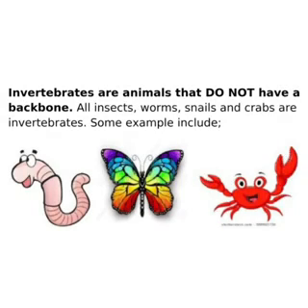Now, on the other hand, what are invertebrates? Invertebrates are animals that do not have a backbone. That means they do not have skeletons in their bodies. All insects, worms, snails, and crabs are invertebrates. Some examples include this cute little worm, the beautiful butterfly, and nice Mr. Crab. Can you think of other invertebrates? Good job!